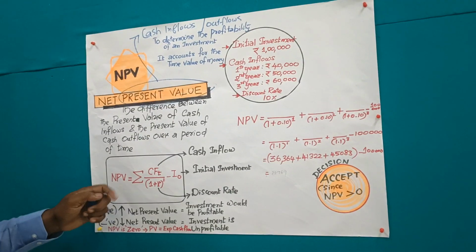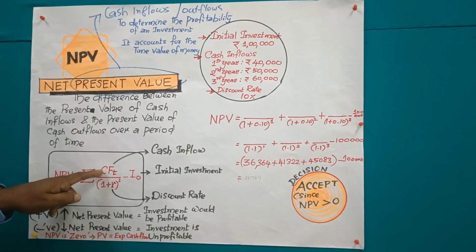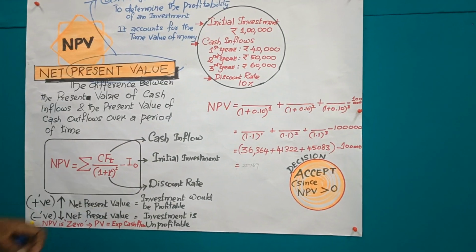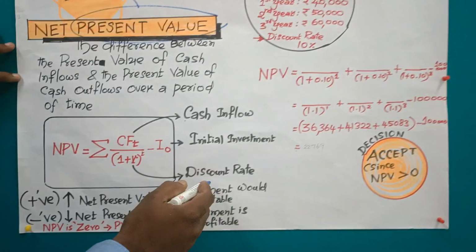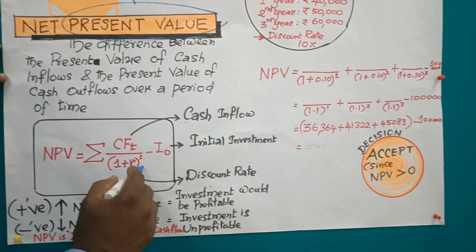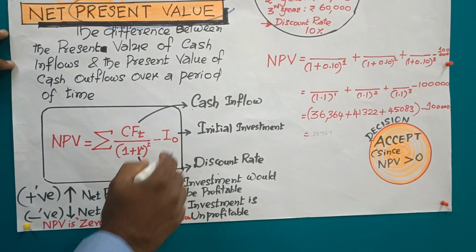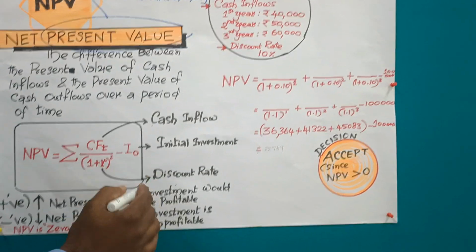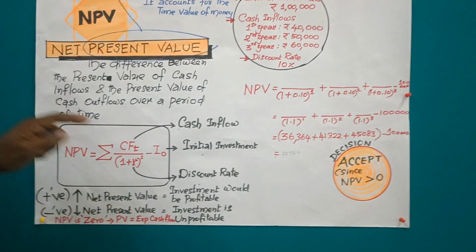Net present value, as I already told you: cash inflow over a period of time, CFt, expressed as cash inflow, divided by the discount rate, 1 plus R. Suppose it's 10%, we mention it as 0.10 here. Minus IO, which is nothing but the initial investment, how much money is initially invested.